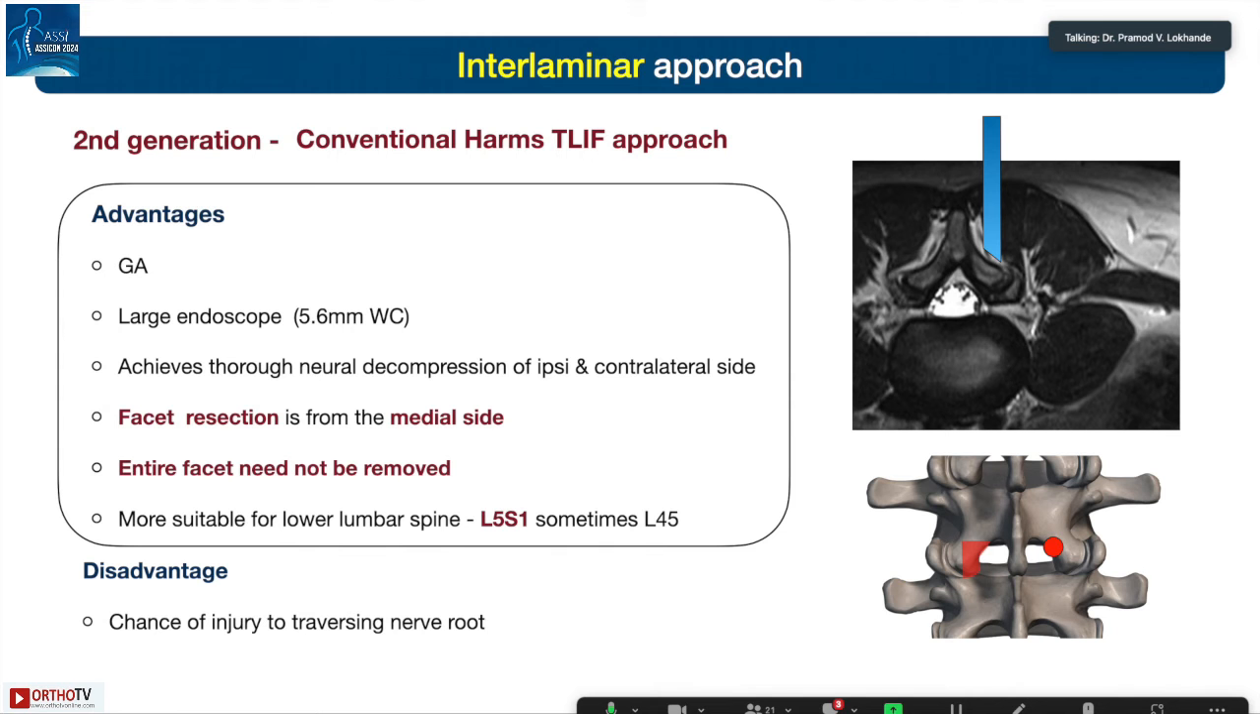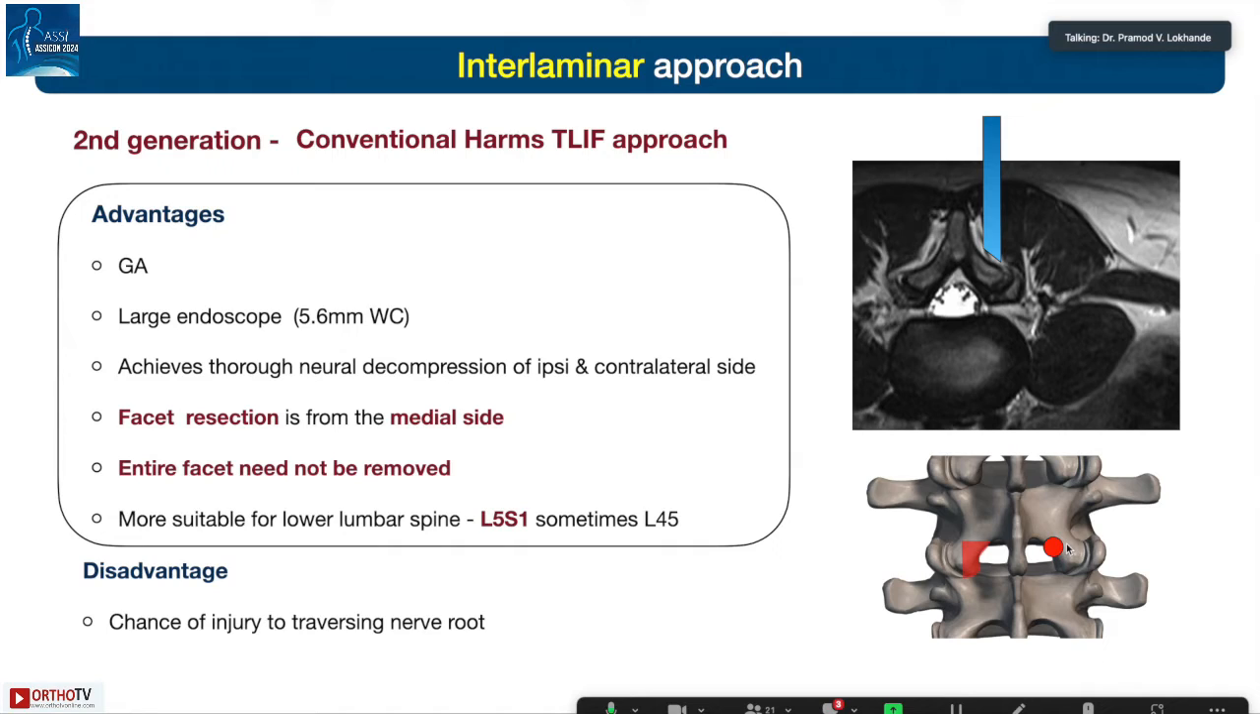The second generation is the interlaminar approach, which I feel is the conventional original endoscopic approach which was discussed before, where you go through the interlaminar space. You don't have to cut the entire facet, just make adequate space lateral to the traversing nerve root so that the endoscope can be inserted and the cage can be inserted through it. Done under general anesthesia, we usually use a very large endoscope, 5.6 millimeter working channel, and as I told you, the entire facet need not be removed.